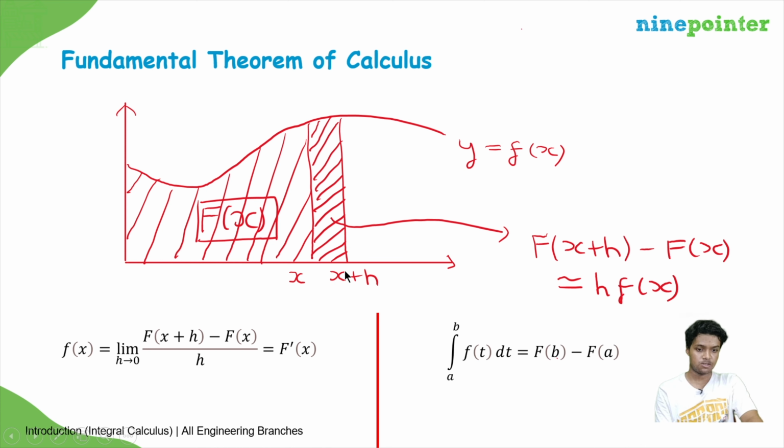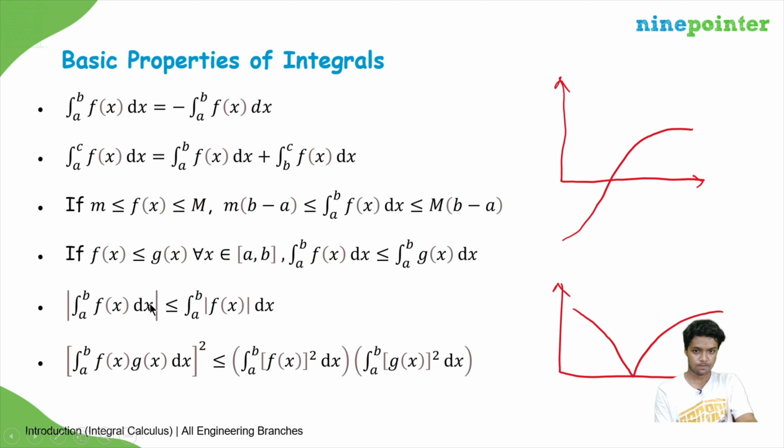So the width is h and the height is approximately f of x. Dividing this by h, we can see for the limit h tending to 0, this is nothing but the derivative of capital F of x. So we define our integral in the limit, starting limit a and the ending limit b, as this. And if we integrate this, we can write the integral as F of b, which is the value of the area function at b, minus the value of the area function at a.